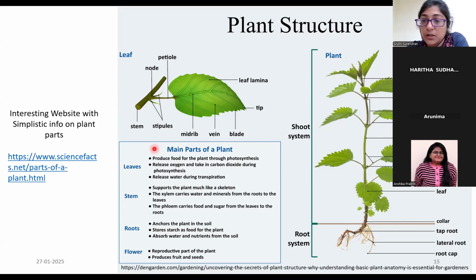When we move on, the stem is the plant part that provides structure to the plant. It plays a huge role not only in supporting the plant system, like a backbone, but also in helping transport nutrients and water.